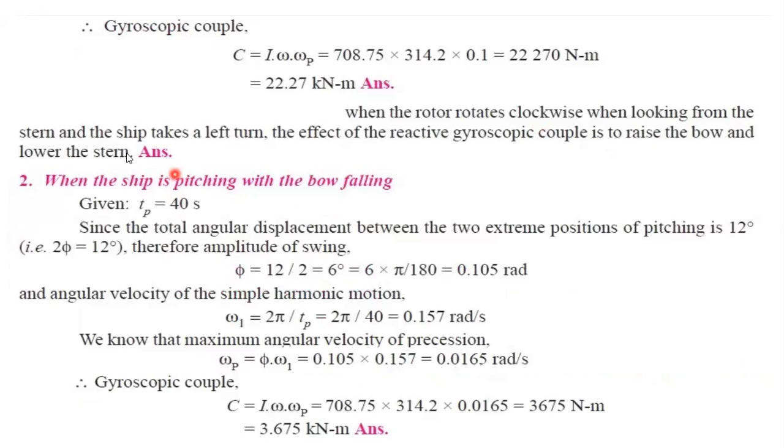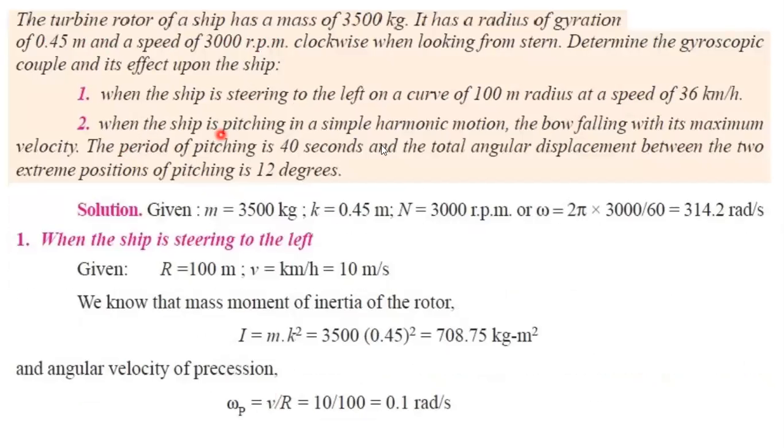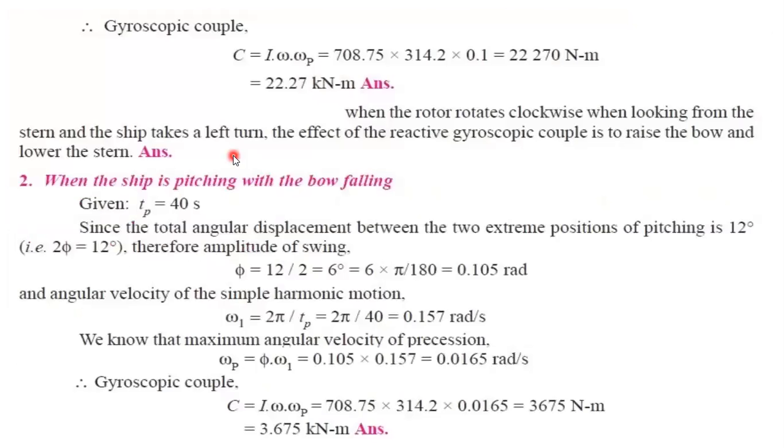That's it. So the second case is when the ship is pitching in simple harmonic motion, the bow falling, meaning bow downwards, with its maximum velocity. The time period of pitching they have given is 40 seconds. The total angular displacement between the two extreme positions of pitching is 12 degrees. Pitching means lowering downwards and upwards. Since the total angle for the extreme positions is 12 degrees, 2 phi is equal to 12 degrees. So phi will be 6 degrees; just convert into radians by multiplying by pi by 180.